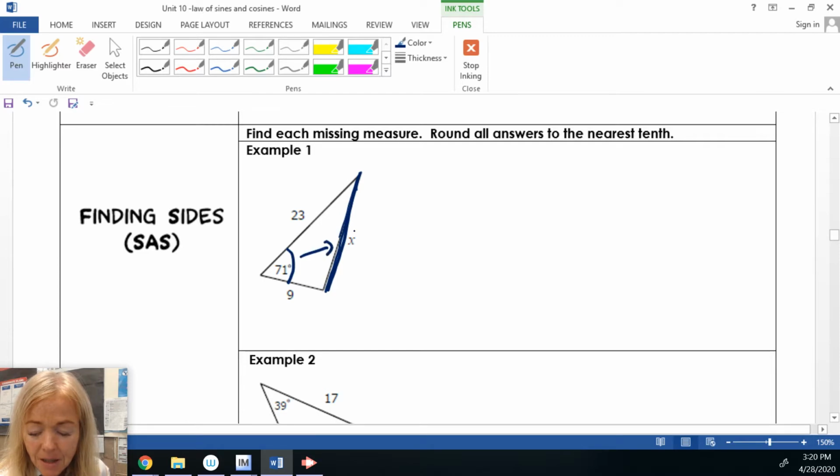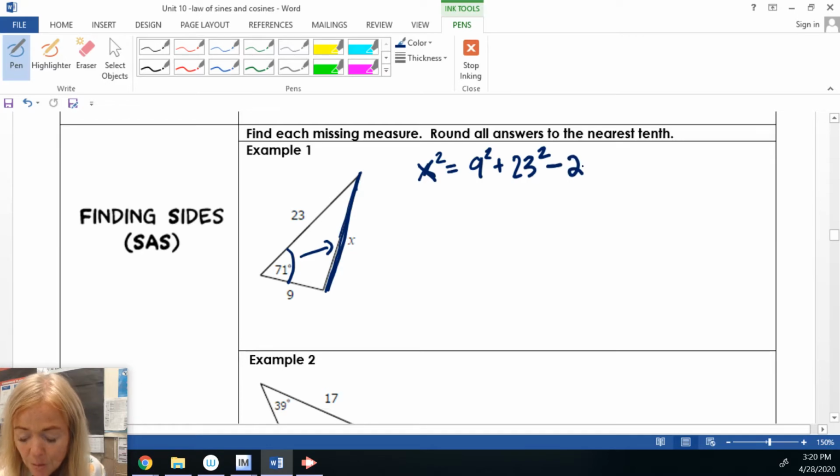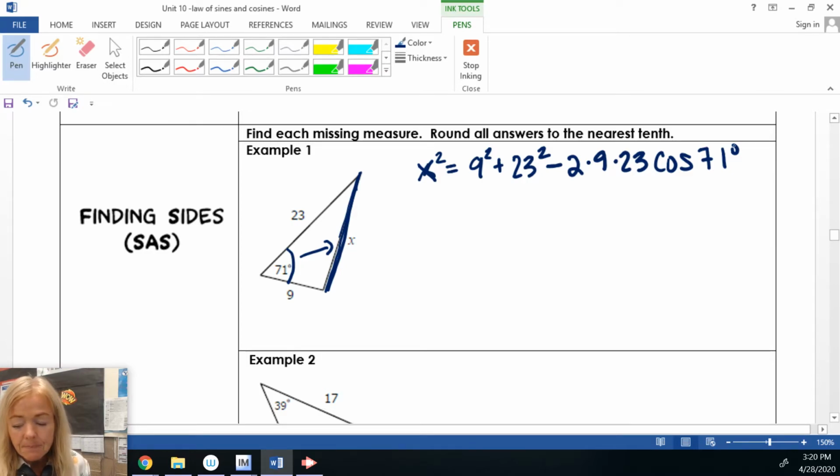Your side opposite, x squared, is equal to 9 squared plus 23 squared, the other two sides squared and summed, minus 2, remember that minus 2 times 9 times 23, the two sides, times the cosine of the angle x, which is 71 degrees. So you set that up every time. And if you can remember that location, then it's really easy when you're setting it up.